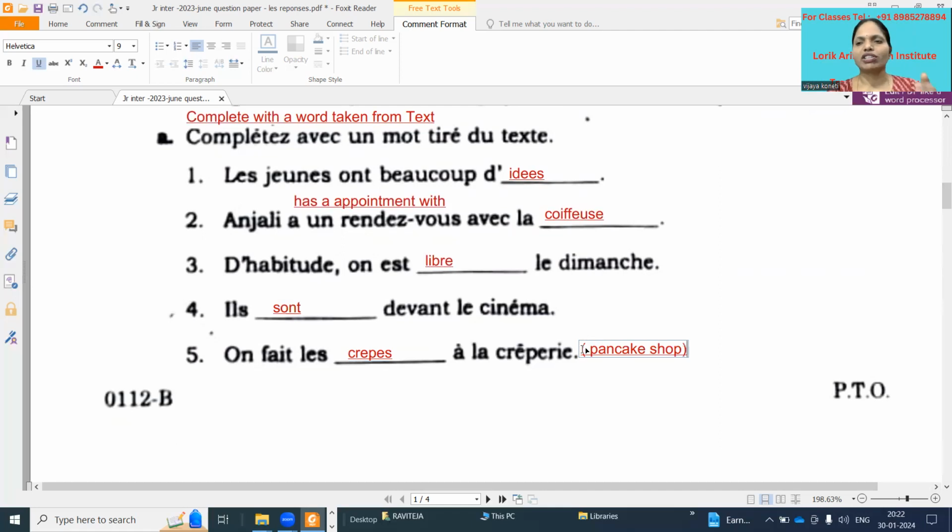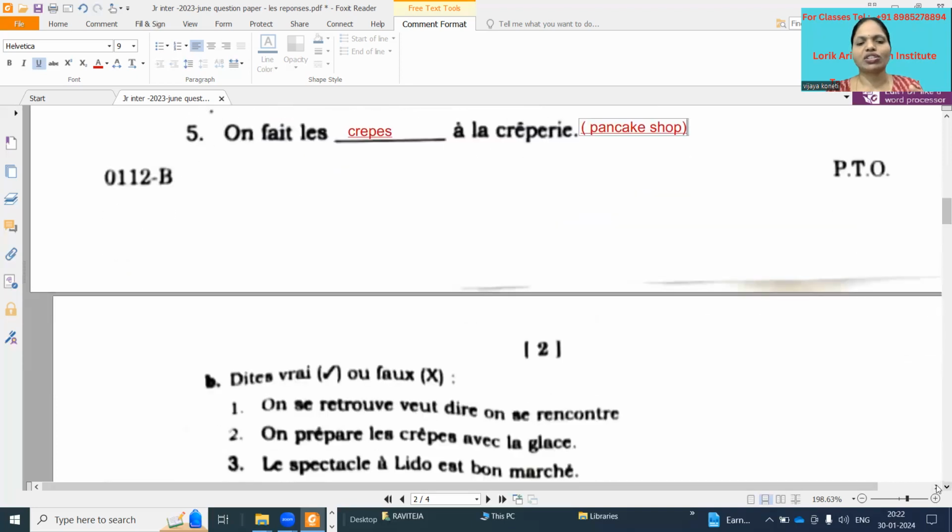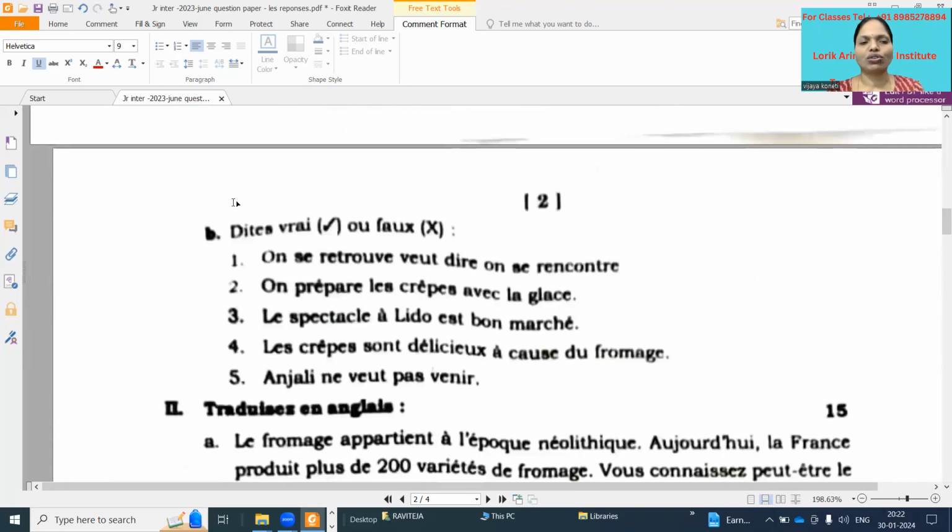D'accord? Okay, next one. Vrai ou faux, very easy. Every student will get it easily, maybe a little confused, but true or false, you will get five by five. So, vrai ou faux, say true or false. One by one, you have to give the answer.